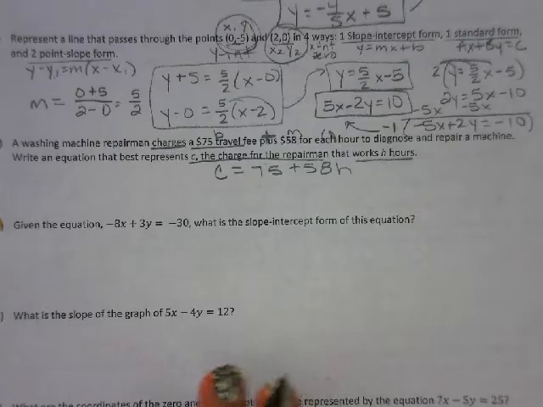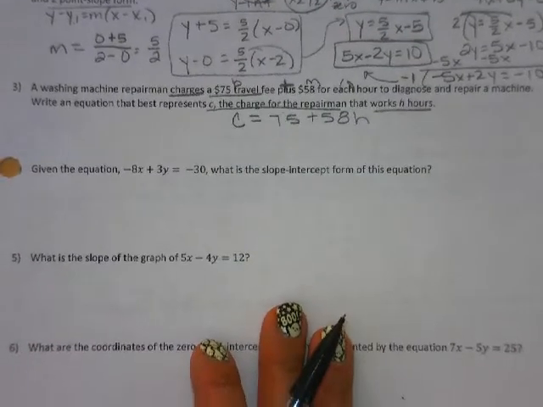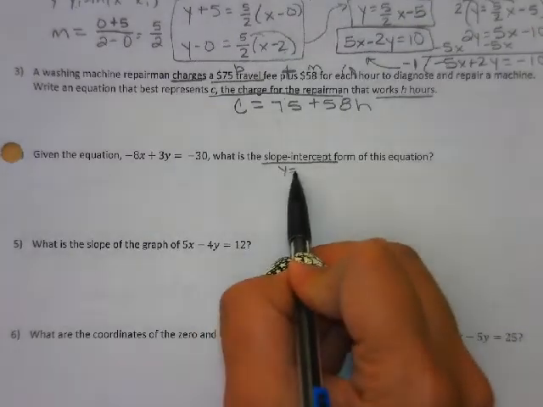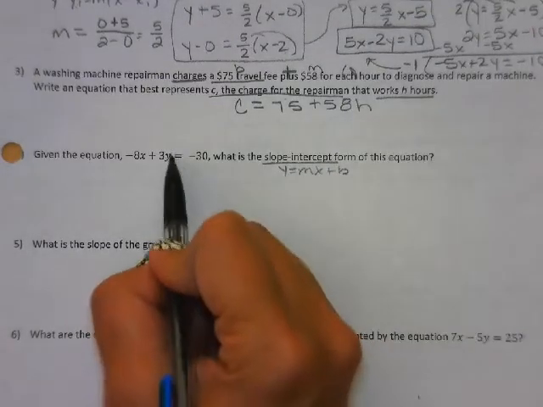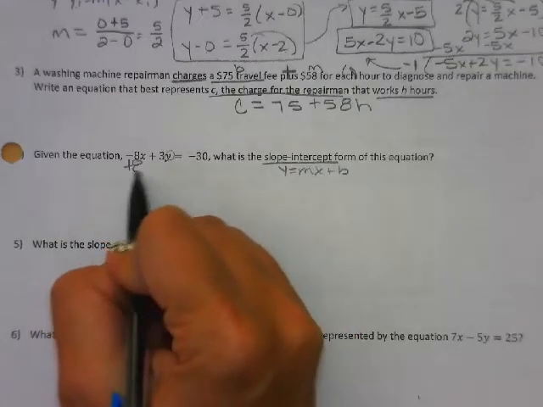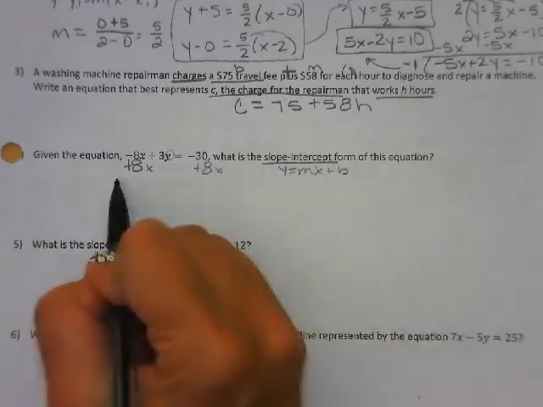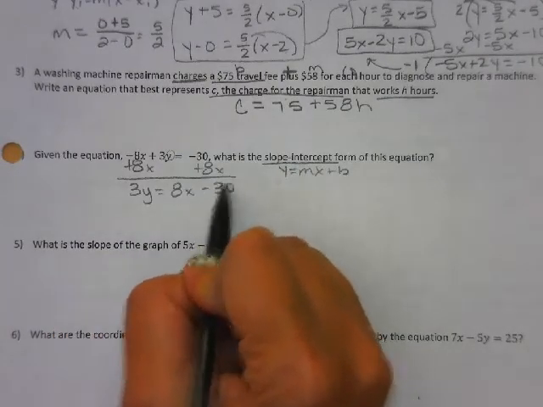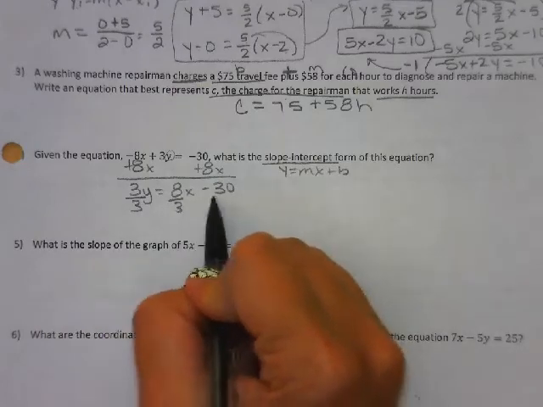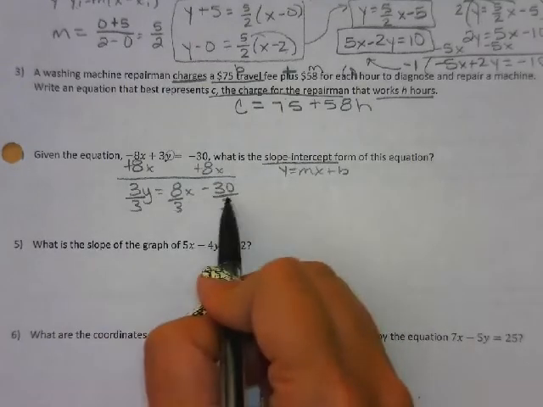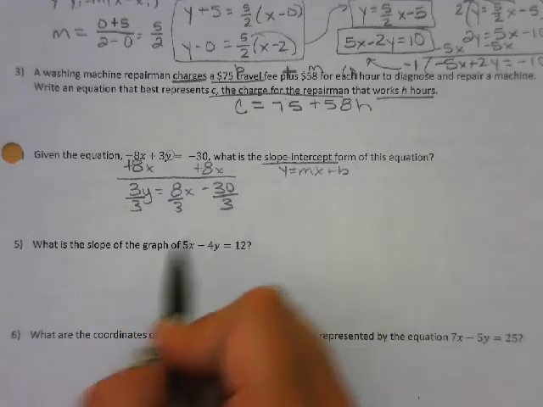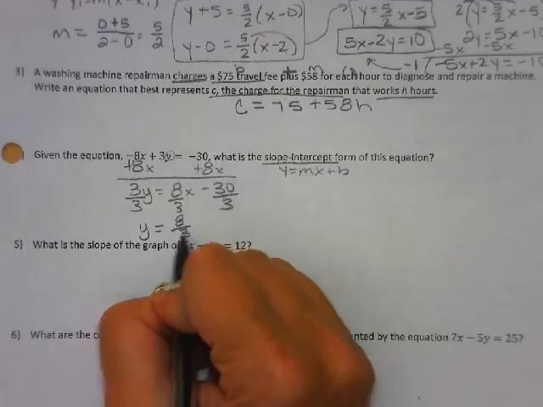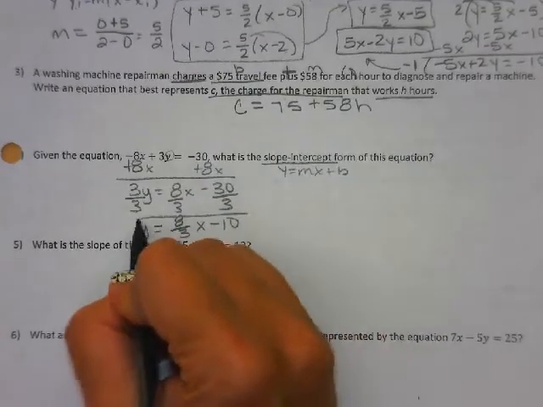Given the equation, negative 8x plus 3y equals negative 30, what is the slope-intercept? Again, y equals mx plus b. So we need to get y by itself, so we're going to move our 8x by doing the inverse. So 3y equals 8x minus 30, and we're going to divide everything by 3. Some of you are writing one fraction bar and only simplifying one part. If you write it underneath both, that makes it a little easier. Y equals 8/3 x minus 10.